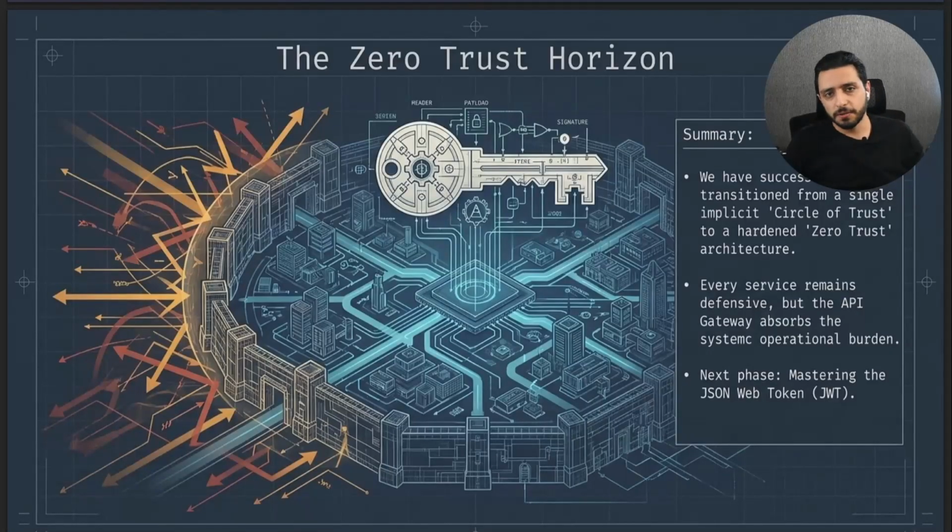Well, securing microservices is a huge shift from defending the old monolith model. We've moved from a single circle of trust to a zero trust environment where every service has to be defensive. This was just an introduction, and in the next videos, I'm going to talk about JSON Web Tokens, which are fundamental concepts in microservices.